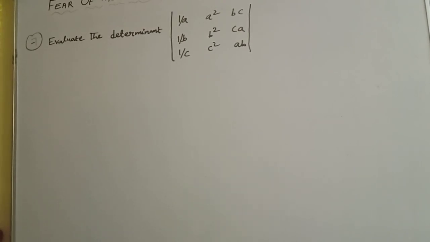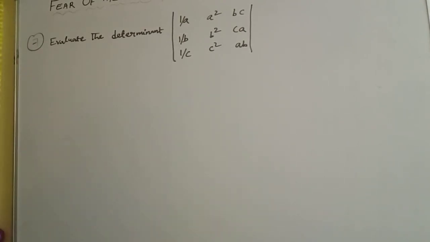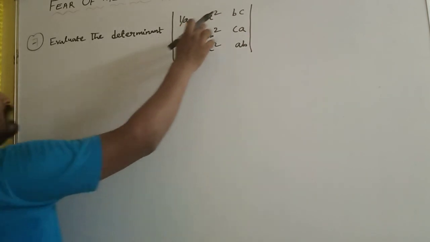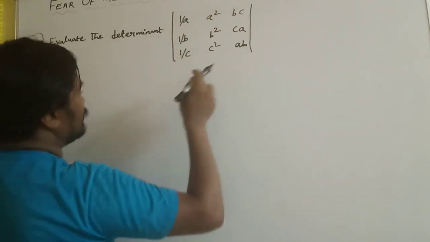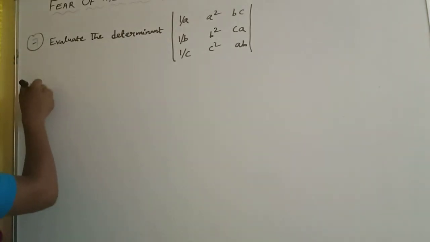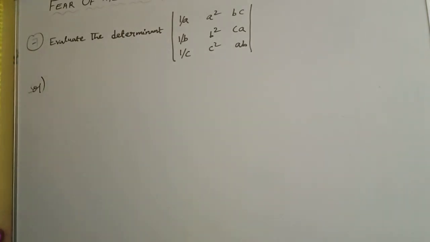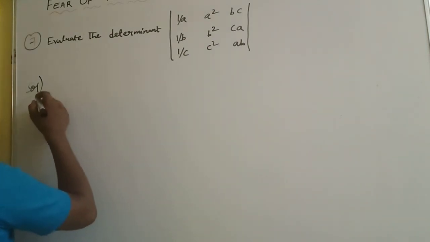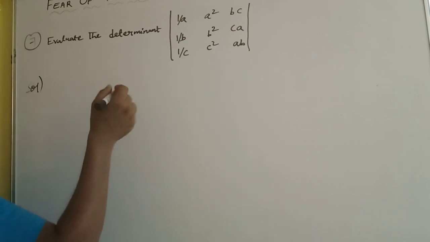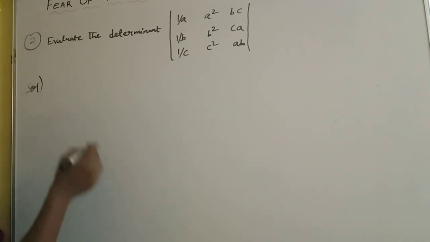We have today's last example, the 7th one. Evaluate the determinant: 1 upon a square bc, 1 upon b square ca, 1 upon c square a. So how to solve this? Alright, let's solve this. First, for easy solving, observe carefully the operations I am going to do now.